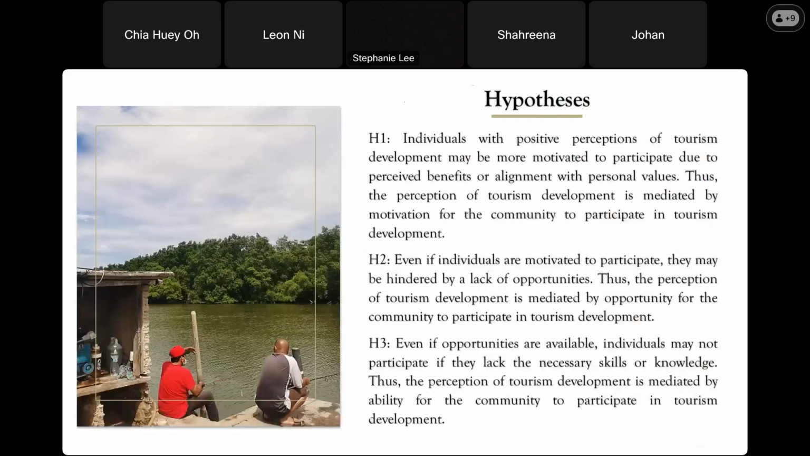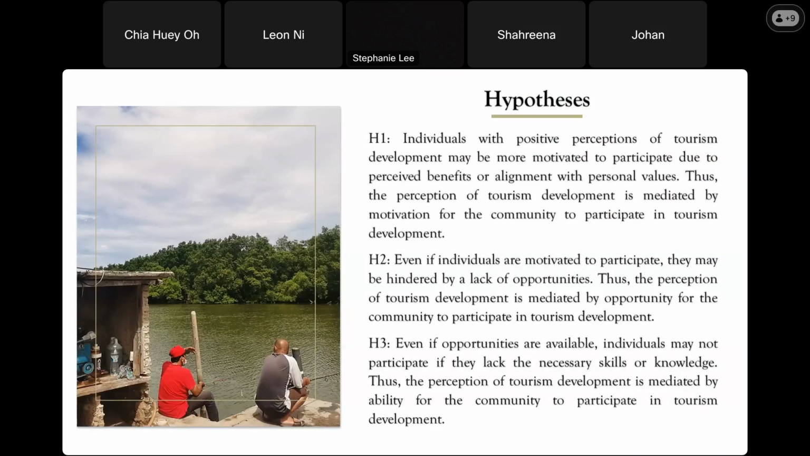So the proposed research framework suggests that the relationship between the perception of tourism development and community participation is not direct, but mediated by motivation, opportunity, and ability. In this study, it is hypothesized that individuals with a positive perception of tourism development may be more motivated to participate due to perceived benefits or alignment with personal values.